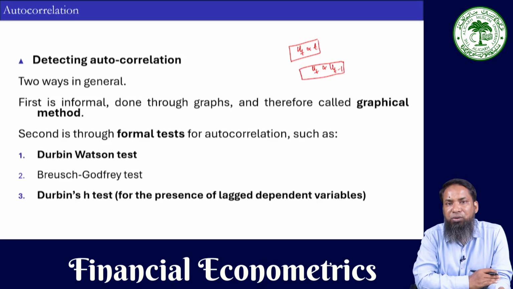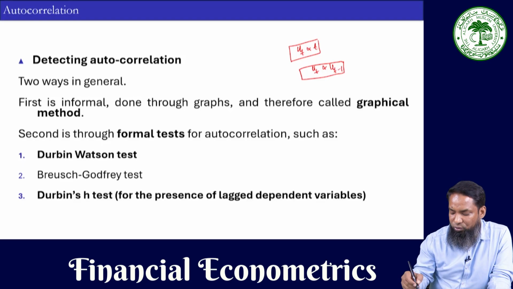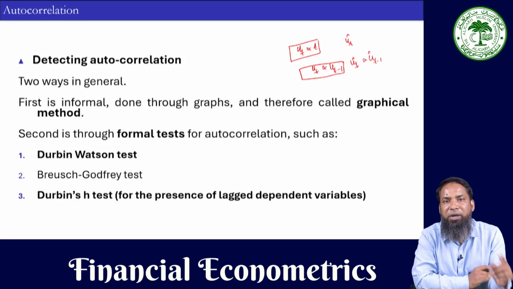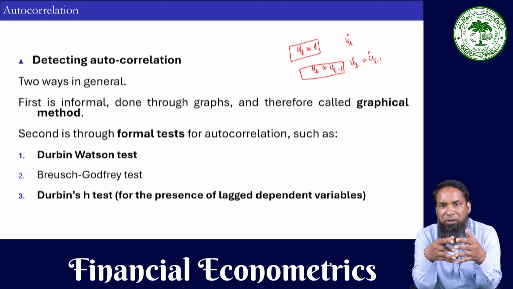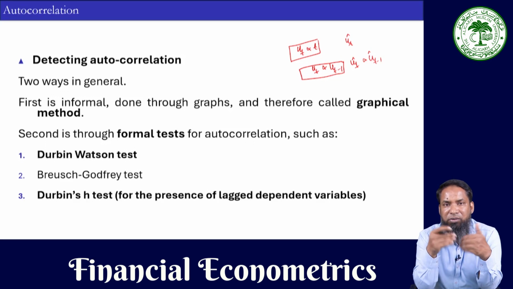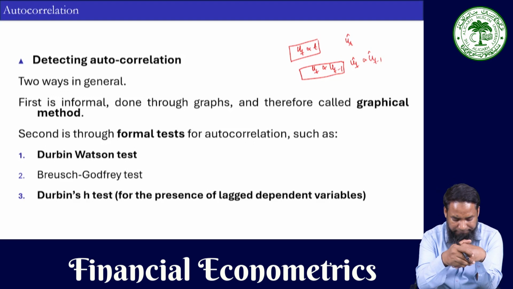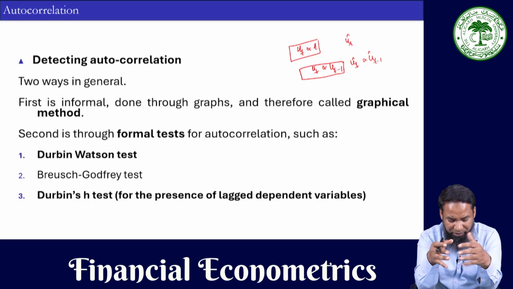Now, remember these u_t are the error terms, which are not observable. So, instead of u_t, we use u_t hat, and here we use u_t hat and u_t minus 1 hat, which are nothing but the estimated error terms, or what we call residuals. Though we want to know the pattern of the error terms, because they are not available, we use the estimated values here. So, that is about the graphical method.